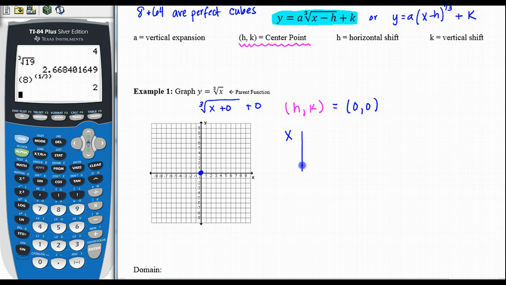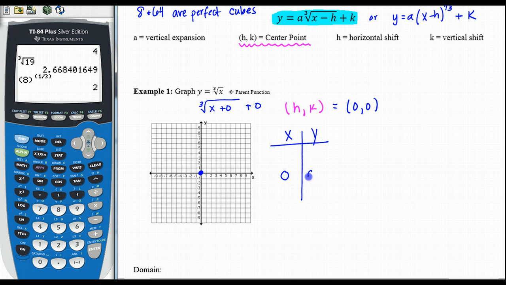And I know that no matter what function I'm graphing, I can figure it out by doing an XY table. This isn't just for cube root, but square root or quadratics or any function that you're going to graph, you can use an XY table.